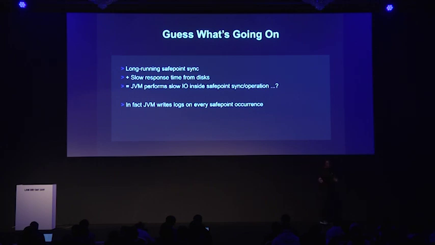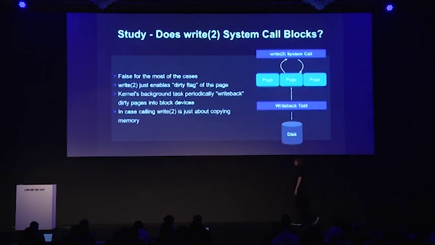As we confirmed in the actual OpenJDK code, we saw that the JVM did write logs on every safepoint occurrence. But this raises one question. The JVM uses the write system call to write the GC logs. Is the write system call blocking the flow? Generally, in most cases, the write system call does not block.